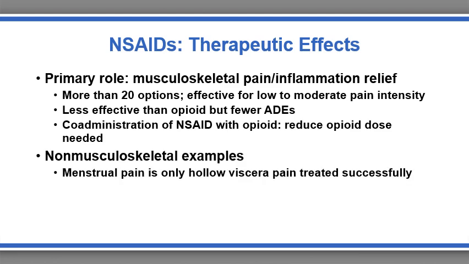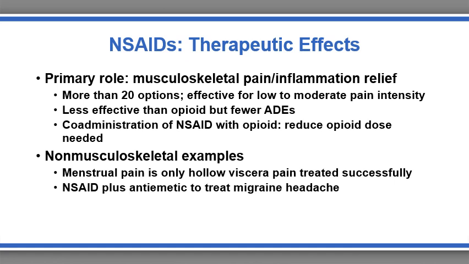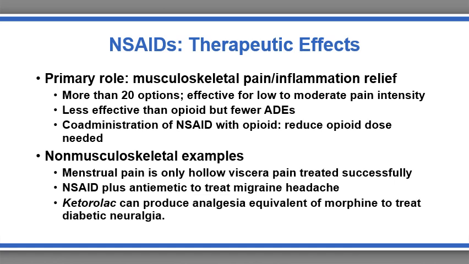Non-musculoskeletal examples. So again, menstrual pain is the only hollow visceral pain, or hollow organ pain, that would be utilized for that. So that would be one situation. It is pretty effective at menstrual pain when women are going through their menstrual cycle. NSAIDs can be used plus an antiemetic in treating migraine headaches. So those with severe migraine headaches, and they could combine the treatments there.